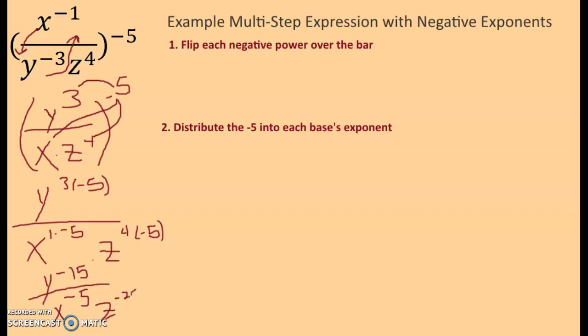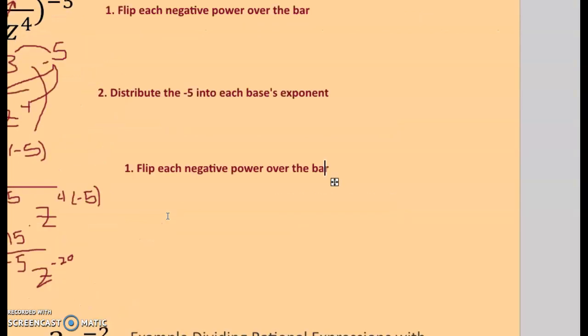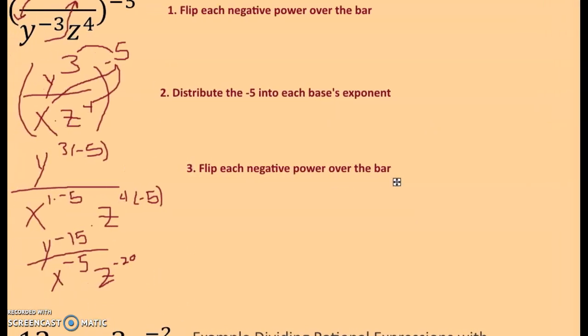negative 20th power. Now, this isn't our answer yet because we have negative exponents again. So you're going to repeat step 1 and flip each negative power over the bar again. That's step 3. So let's write that out. So the y to the negative 15th is going to be flipped down to the bottom.